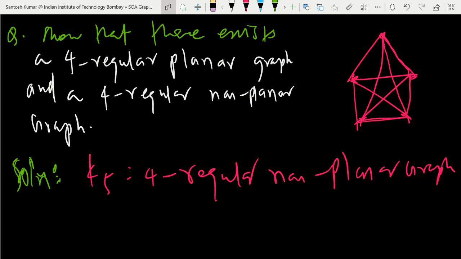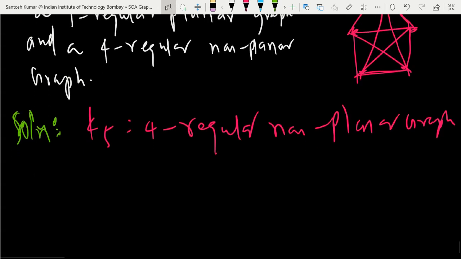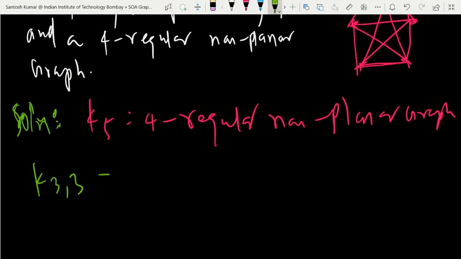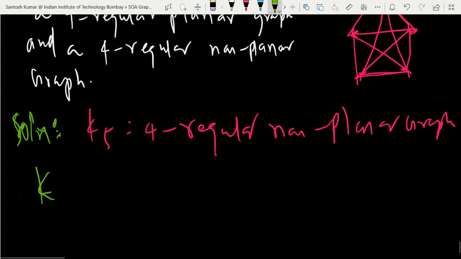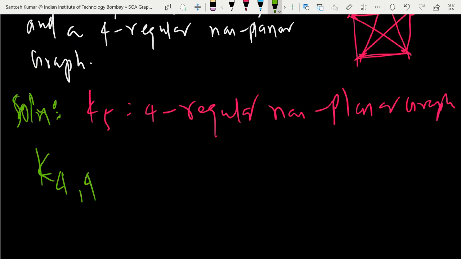Yeah, you type four regular planar graph. So what do you think about K33? K33 was non-planar, and each vertex is three regular actually. So what do you think about K44? K33 was three regular non-planar. So think about K44. Tell me, is it planar or non-planar?